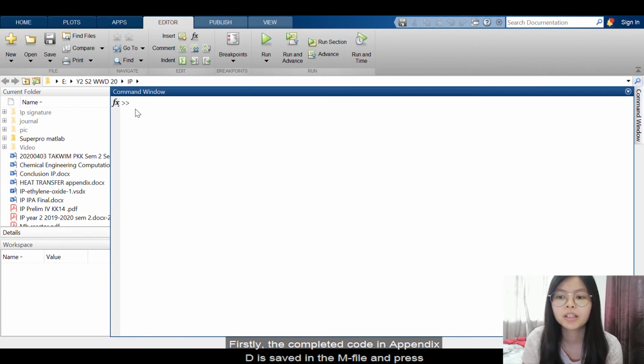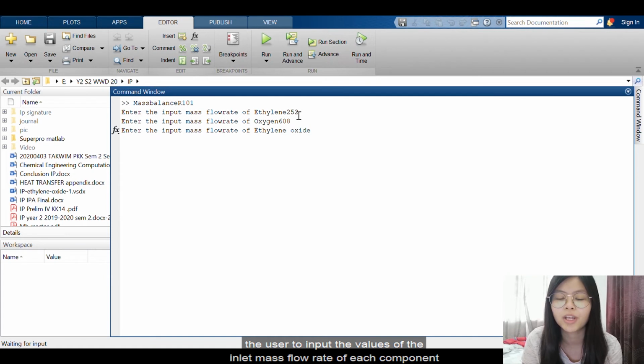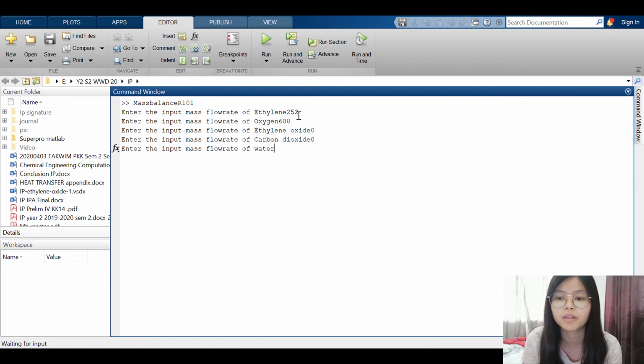Firstly, the computer code in Appendix D is saved in the M file and run. Next, the user needs to key in mass balance in the first line of the command window to initiate the program. The program will first prompt the user to input the values of inlet mass flow rate of each component in kg per hour. User can only enter positive values, or else it will display an error.